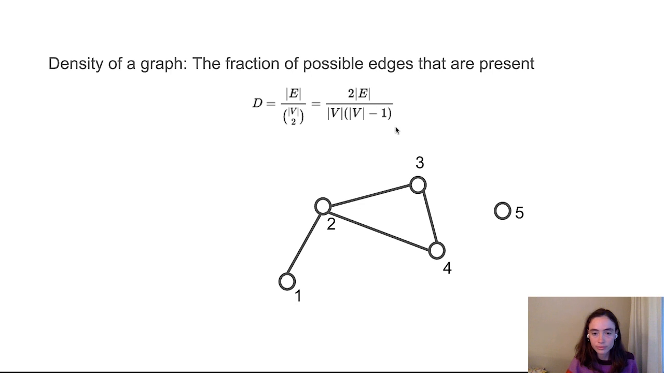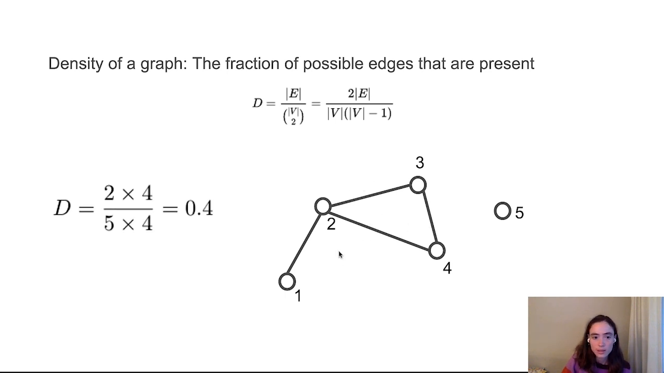So if we look back at our original example graph, we can see that there are 4 edges and 5 vertices. If we plug into this formula, we get that the density of the graph is 0.4. So that means 40%, or 2 out of 5 of the possible edges are actually there.